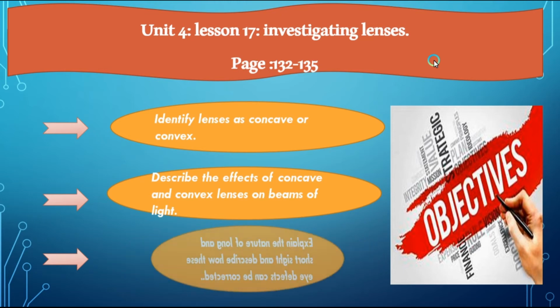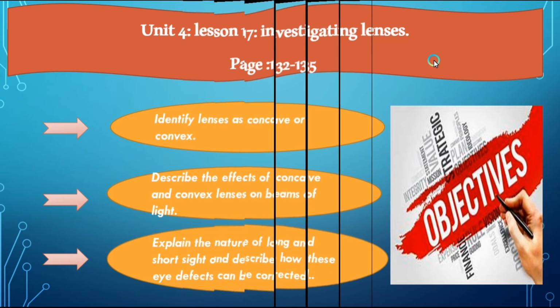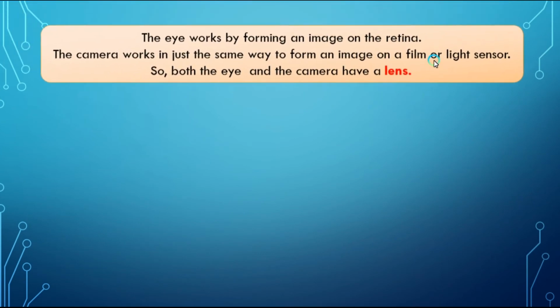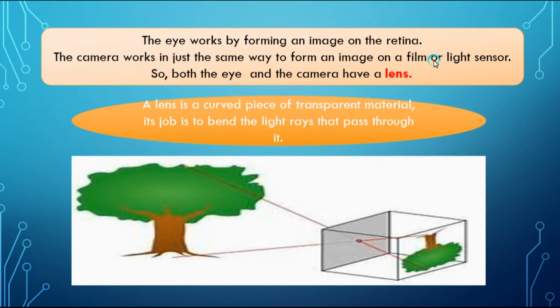And then the next one, explain the nature of long sight and short sight, and describe the short sight. The eye works by forming an image on the retina, as he said from the beginning. The eye takes the picture and sends it directly to the retina. The picture is taken in by the cornea and the pupil, which sends it to the retina, where it will be opposite, so it will bend directly.